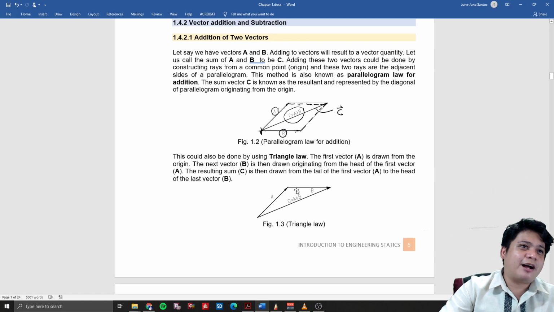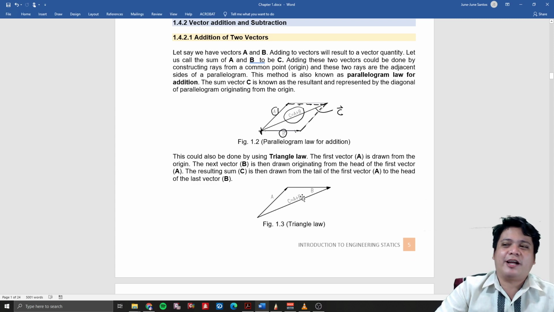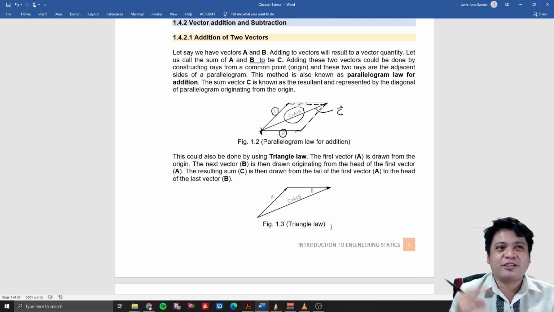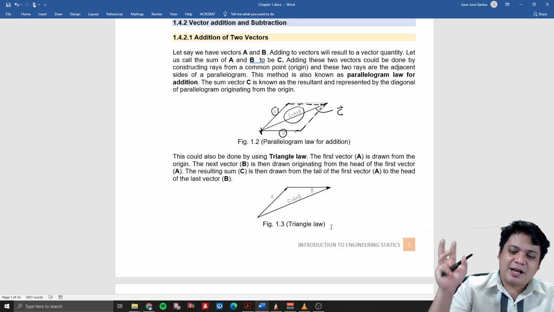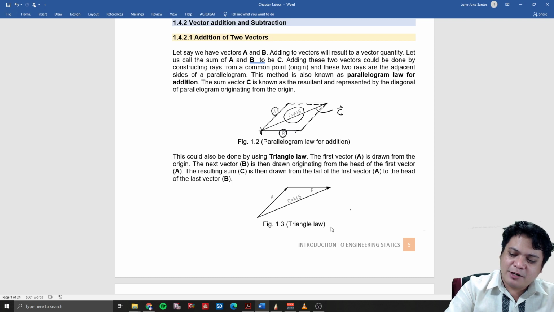Ngayon, yung parallelogram, para rin naman siyang triangular. Okay? So, it is called the triangle law. So, dito naman, ang gagawin natin, okay, kahit alin ang unahin nyo, whether it is vector A or vector B, wala akong pakialam. So, basta mapag-add nyo siya.